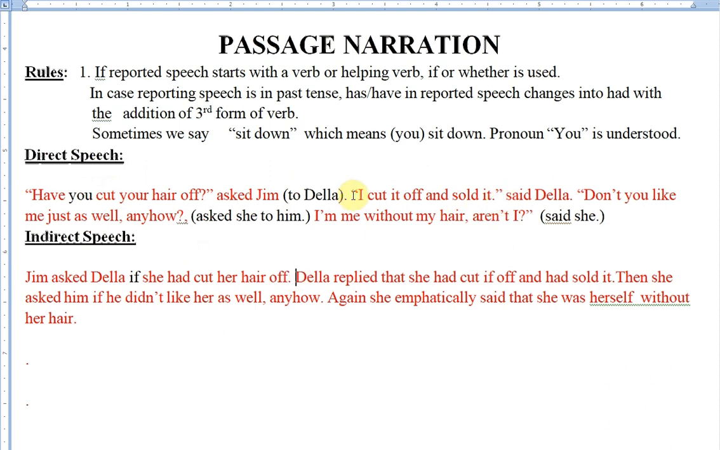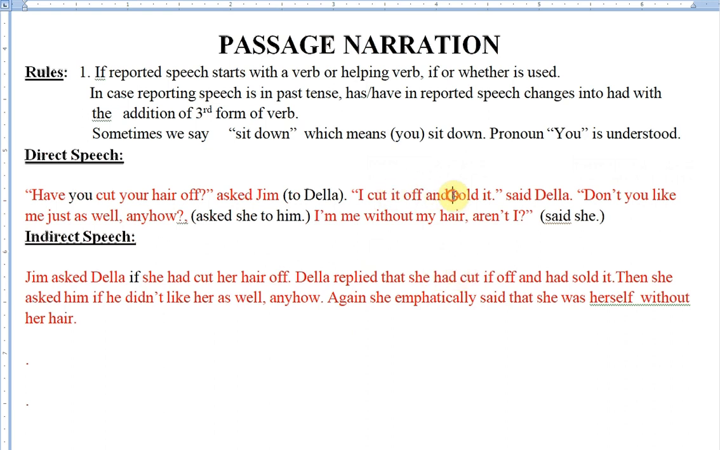Now again: I cut it off and sold it, said Della. Della replied that. We are using that to remove the inverted commas. Della replied that, and I will be changed according to the subject of the reporting speech. The subject is Della. Della means she. That's the reason we are writing she over here. Della replied that she had.